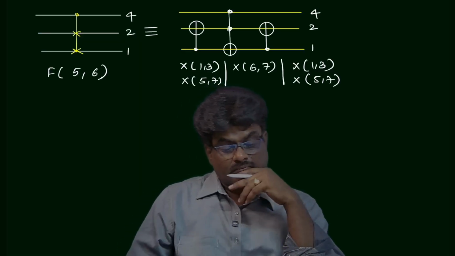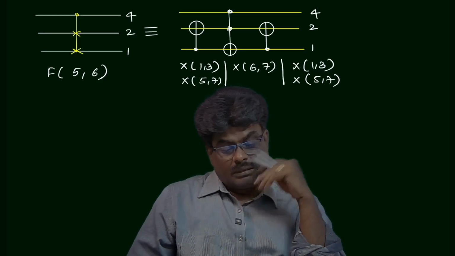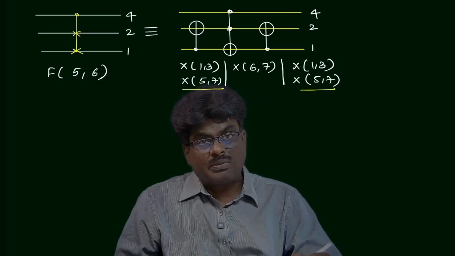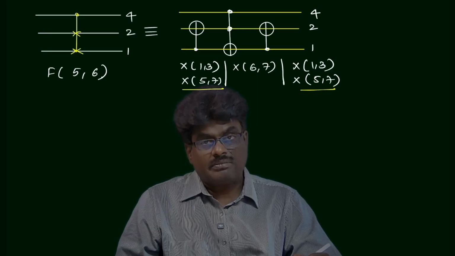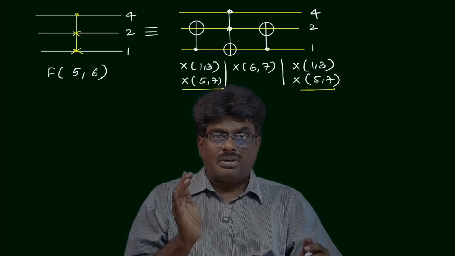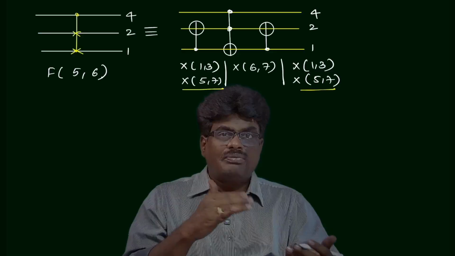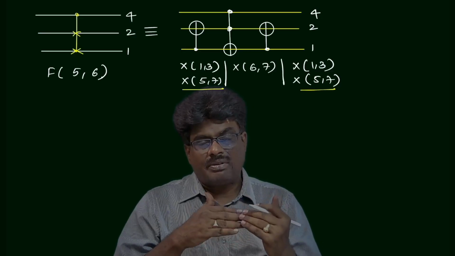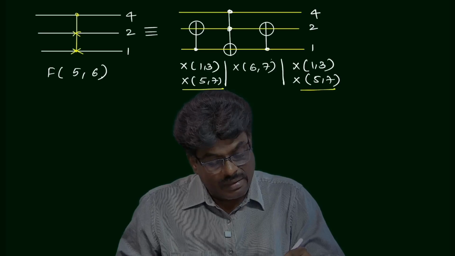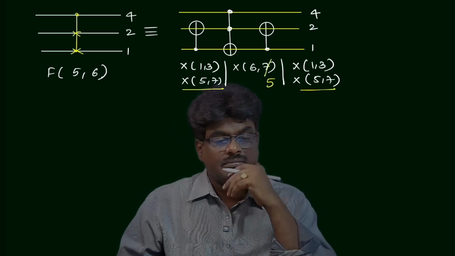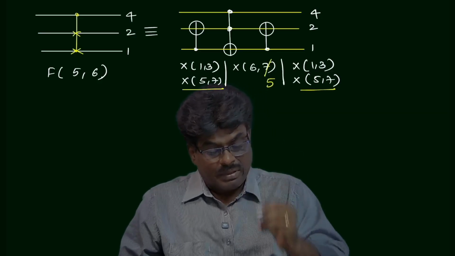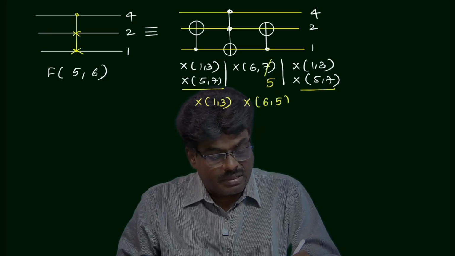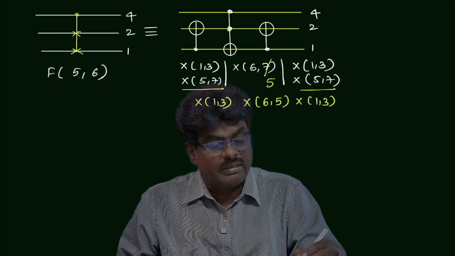Now carefully check. Here if you observe carefully, from right side we have X of 5 comma 7, from left side also we have X of 5 comma 7. That means on the right side it flips the fifth row and seventh row, and on the left side it flips the fifth column and seventh column, interchange, sorry not flip, interchange. So that's why this 7 is replaced with 5. Now the remaining is X of 1 comma 3, X of 6 comma 5, and X of 1 comma 3.